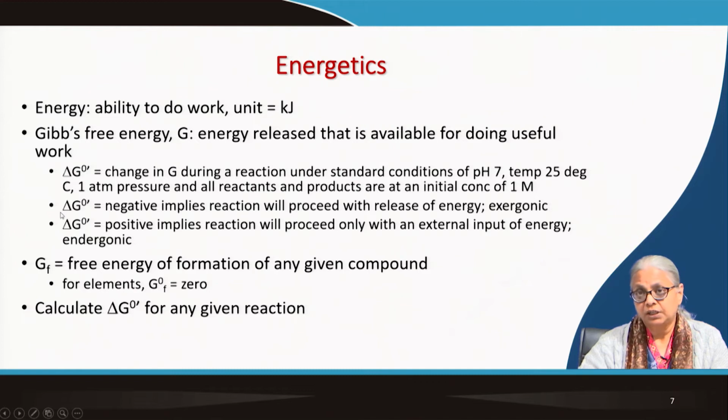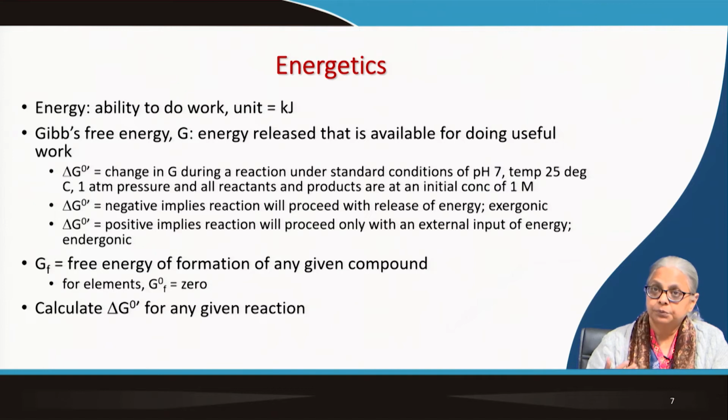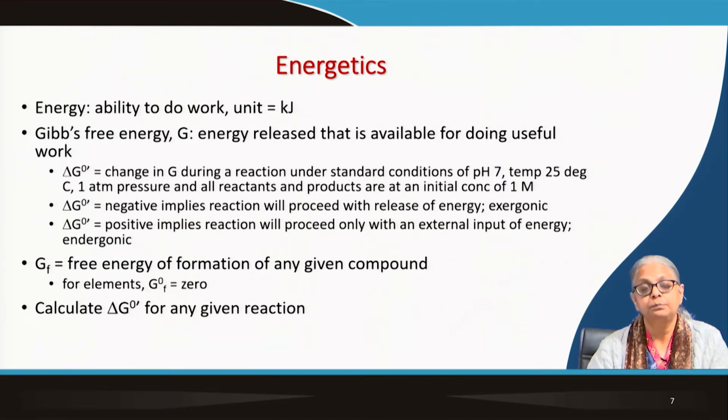If the value of delta G0' is negative, it means that the reaction will proceed with release of energy. So we call it an exergonic reaction. If the value is positive, it means an external input of energy will be required and the reaction is endergonic. Okay. So remember, catabolic reactions are exergonic, anabolic reactions are endergonic reactions.